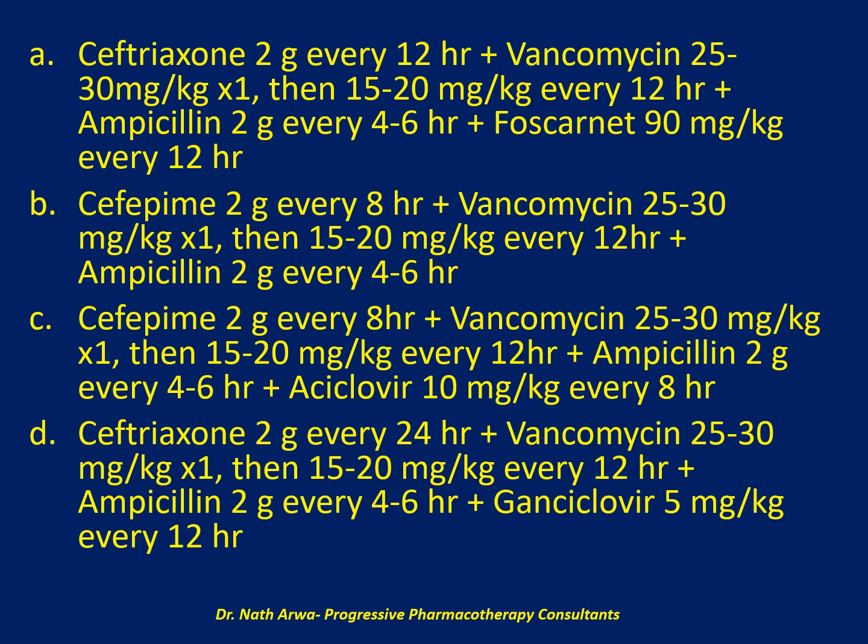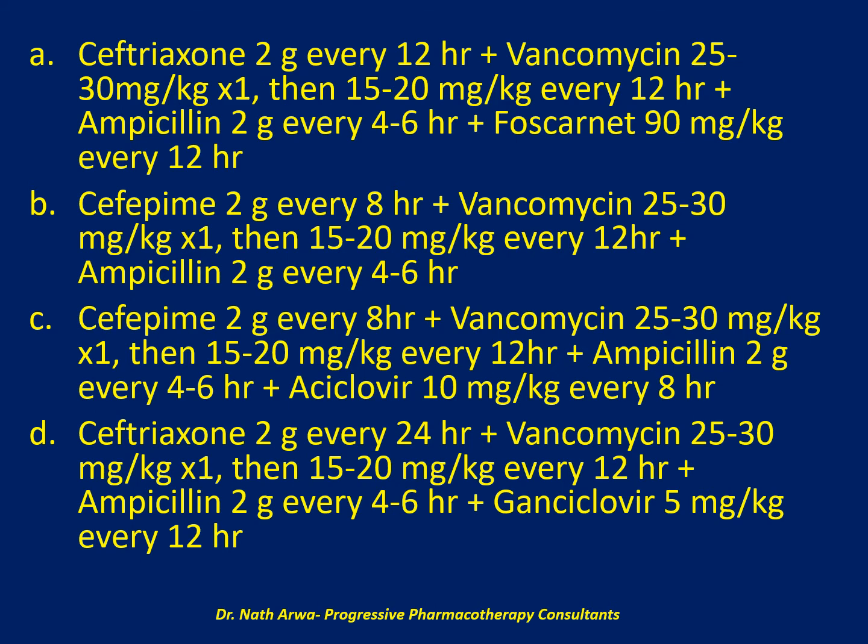Or would it be B, cefepime, 2 grams infused over 3 hours thrice daily plus vancomycin dosed at 25 to 30 milligrams per kilo as a start dose, followed by 15 to 20 milligrams IV after the loading dose twice daily, plus ampicillin dosed at 2 grams infused every 4 to 6 hours?